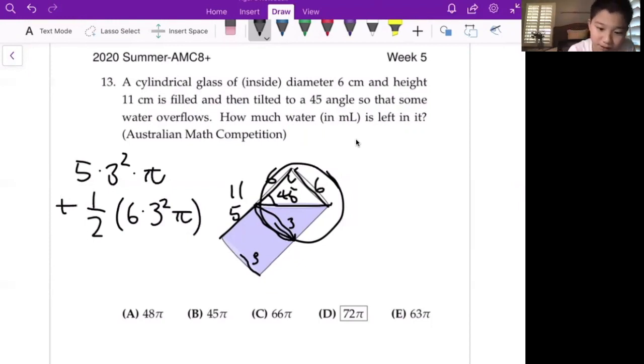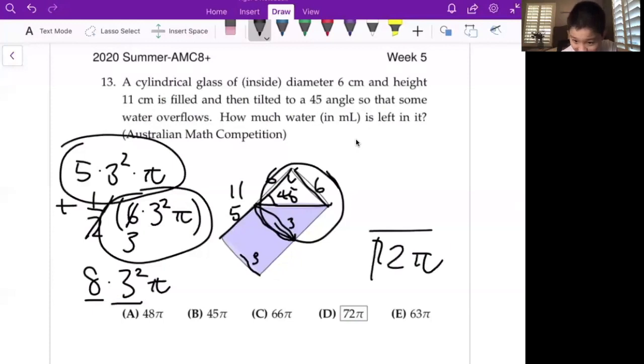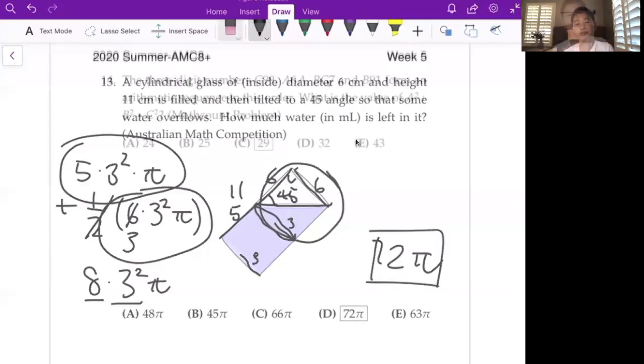So this is equal to, 6 becomes 3. So 5 times 3 squared pi and 3 times 3 squared pi, that's just 8 times 3 squared pi. So this is 8 times 3 squared, that's 9. So 8 times 9 is 72. 72 pi. Yep, that's it.